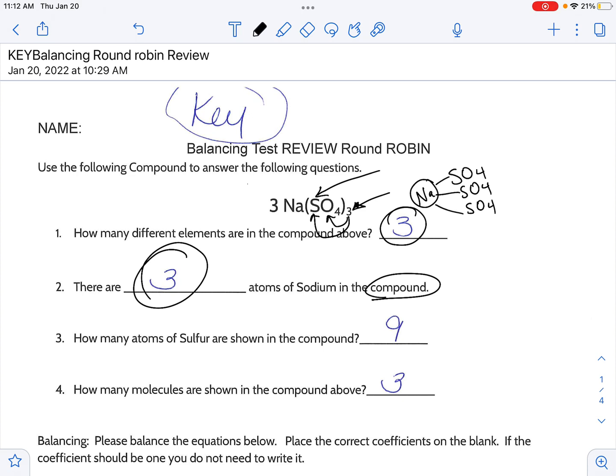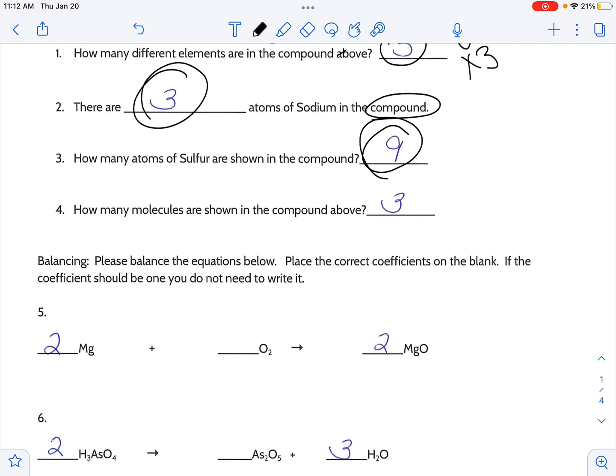So if we want to figure out how many atoms of sulfur are in this compound, then we're going to have to do 3 times 1, which is a total of 3 when we have 1 molecule of it. But since we have 3 molecules of it, we're going to multiply that times 3. So that's going to give us a total of 9 there. And then finally, how many molecules do we have? We have 3 molecules. That's what the coefficient of 3 gives us there.